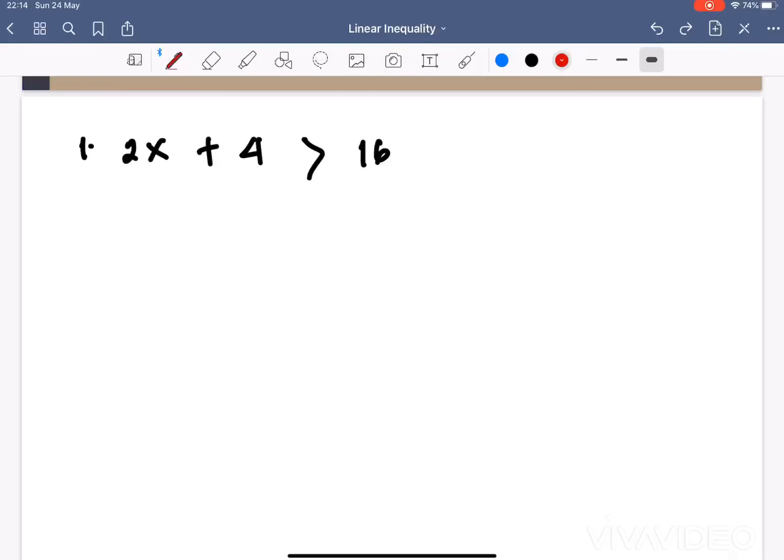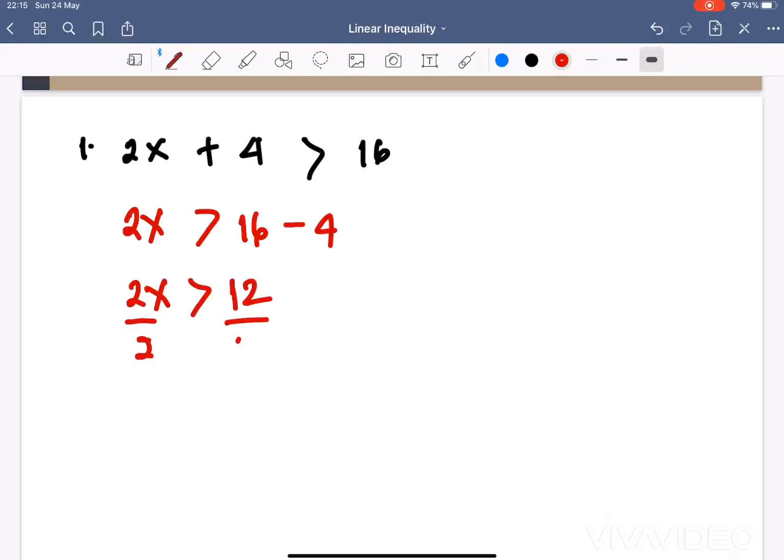To do that, we need to transpose 4 to the other side of the inequality. So we will have 2x is greater than 16 minus 4, since transposing 4 makes it minus 4. So we now have 2x greater than 12. Since we have 2 as the coefficient of x, we will divide both sides by 2, so this will be cut out. x now is greater than 6.